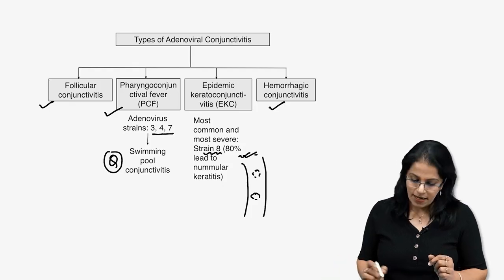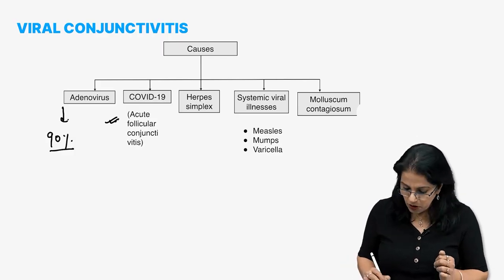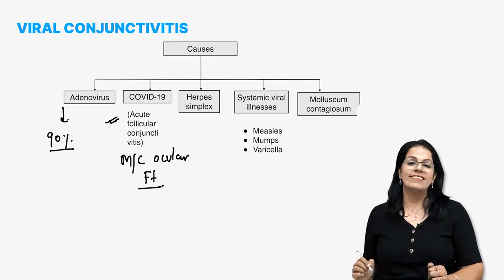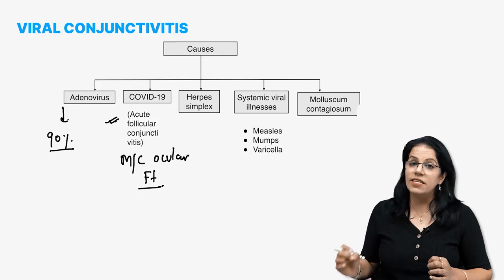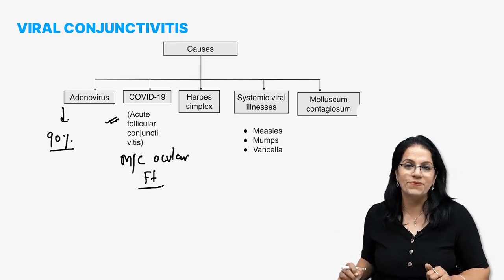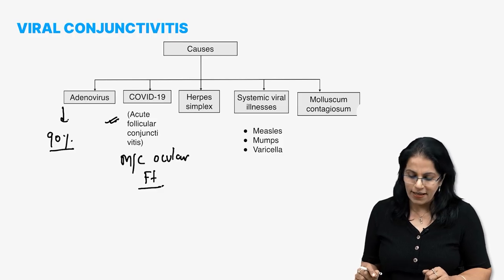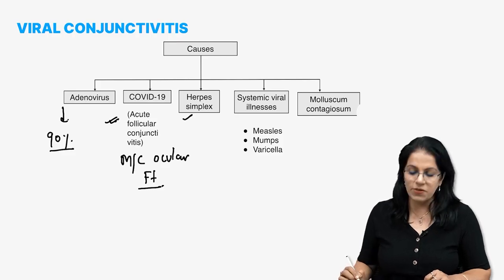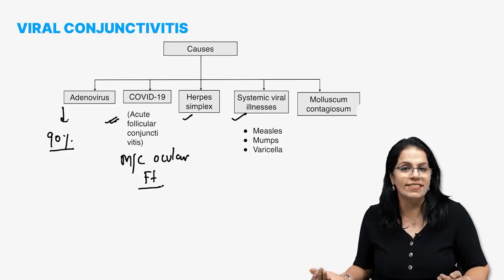That was adenovirus. What is the next cause? The next cause can be COVID, of course, very important. The most common ocular manifestation of COVID-19 is acute follicular conjunctivitis. What is the other thing COVID causes in the eye? You should remember this. The serious one is central retinal artery occlusion, isn't it? We have learned this. The next cause can be a simplex infection, and systemic viral illnesses can even lead to associated conjunctivitis.